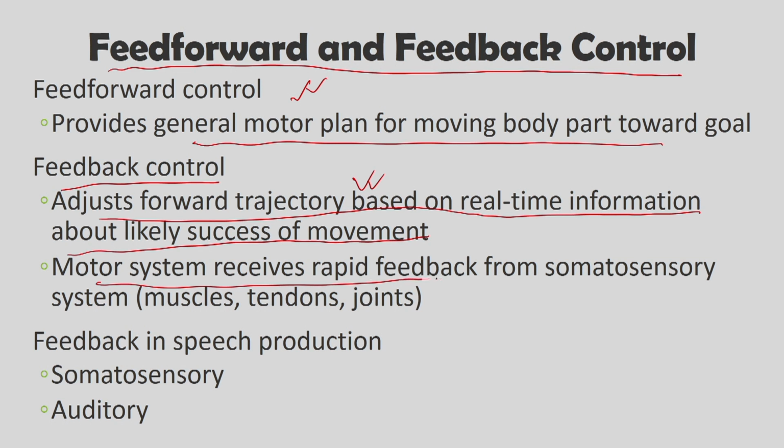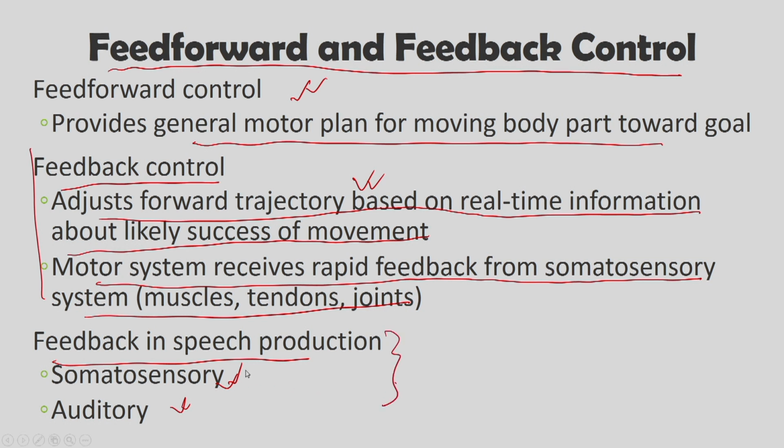Now, motor systems receive rapid feedback from somatosensory systems, muscle tendons and joints, and feedback in speech production is done by the somatic system and the auditory system. Just as the feedback and feed forward systems work in the limb, in speech production also we have the feedback and feed forward systems. Feedback in terms of speech is done by the somatosensory system and the auditory system.